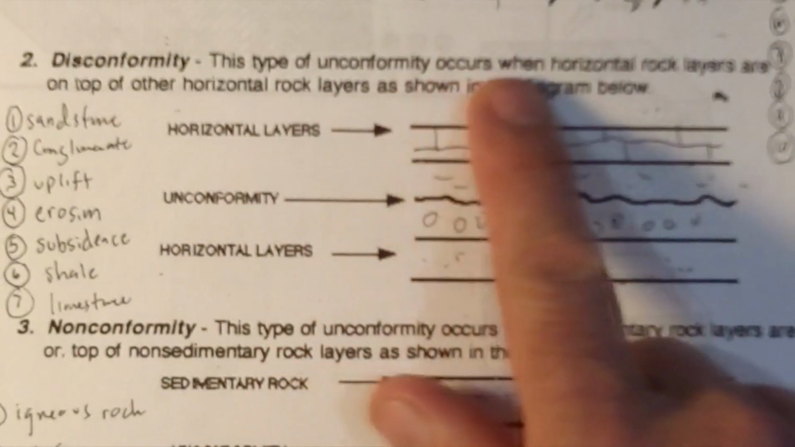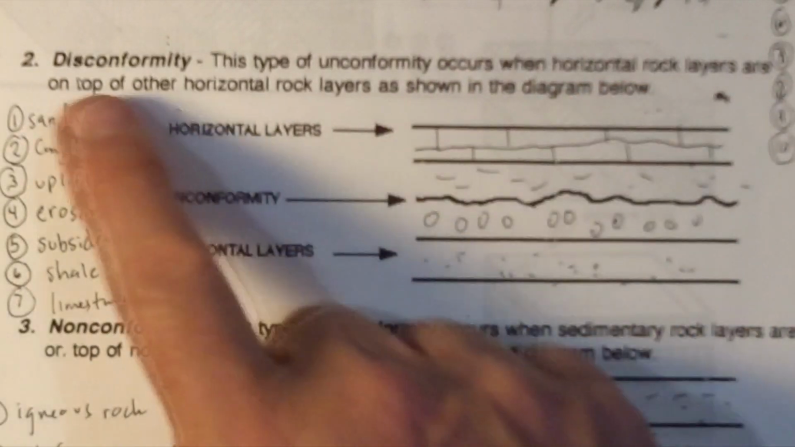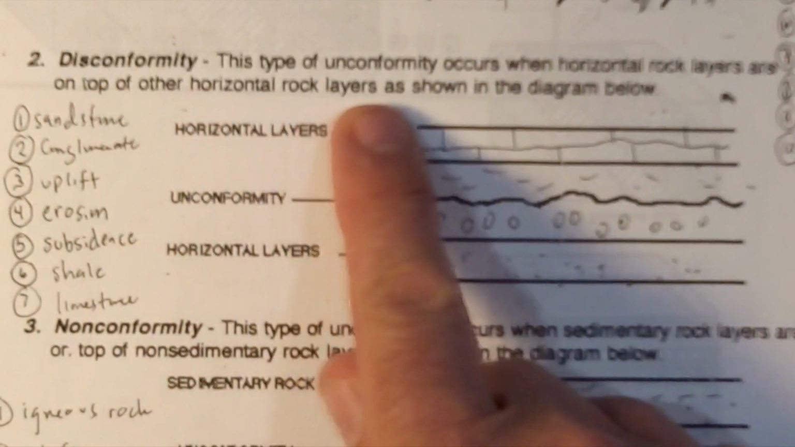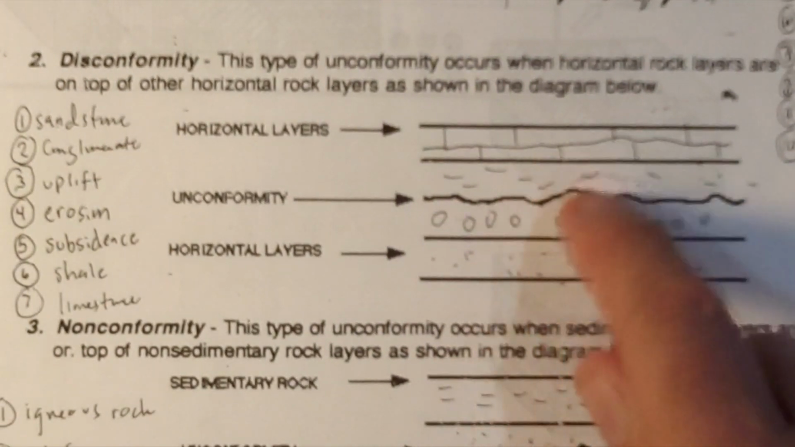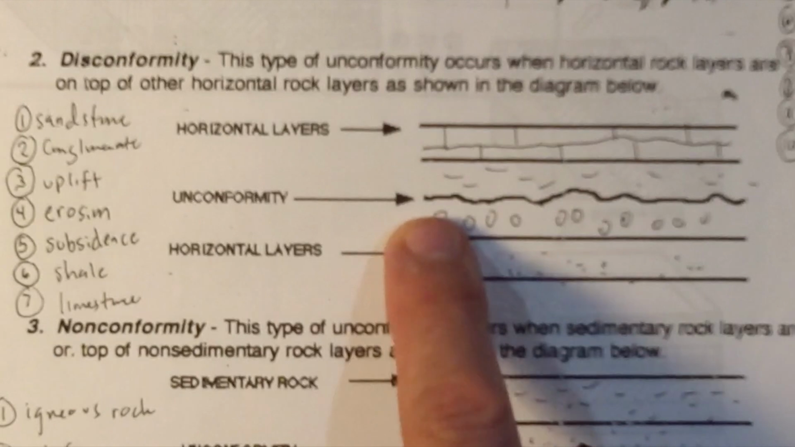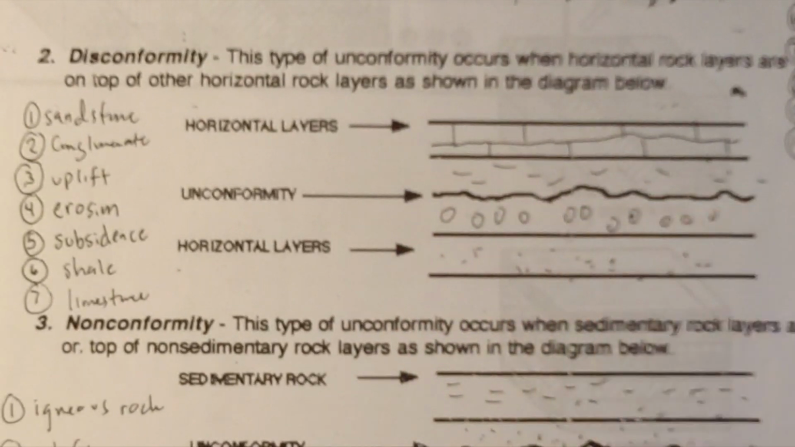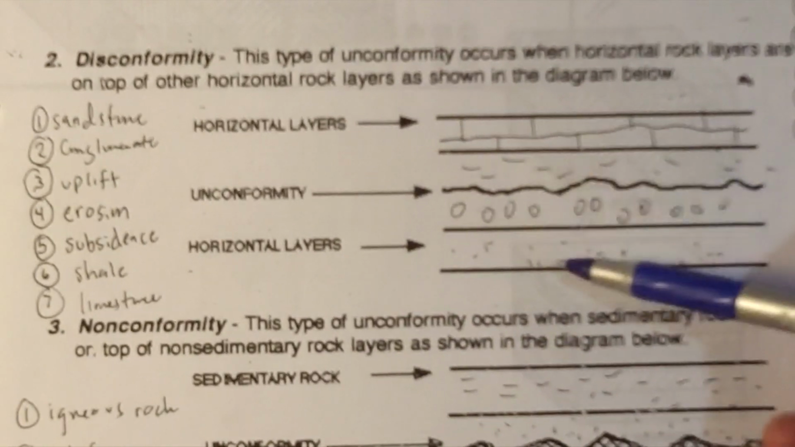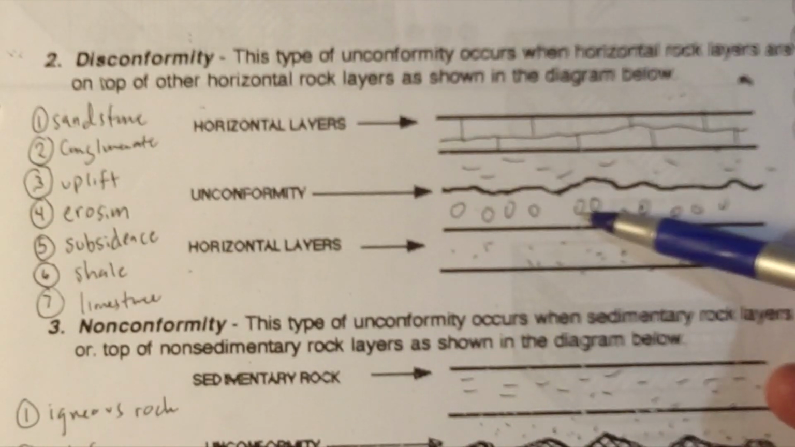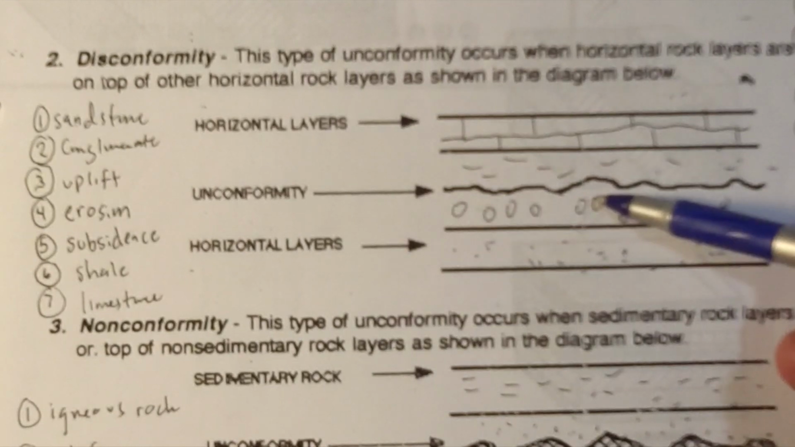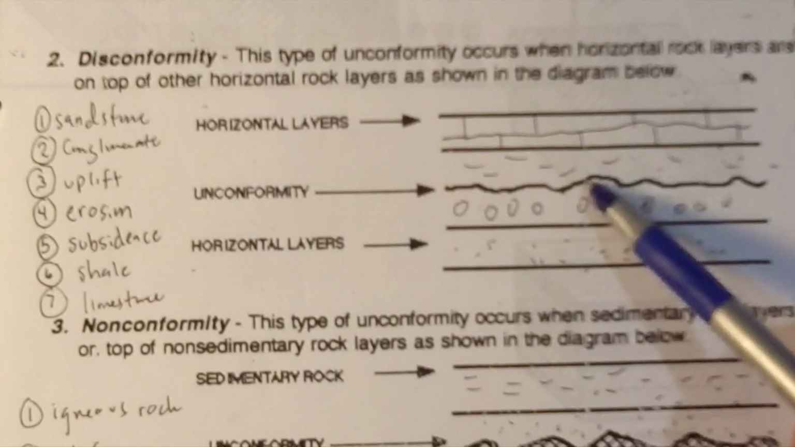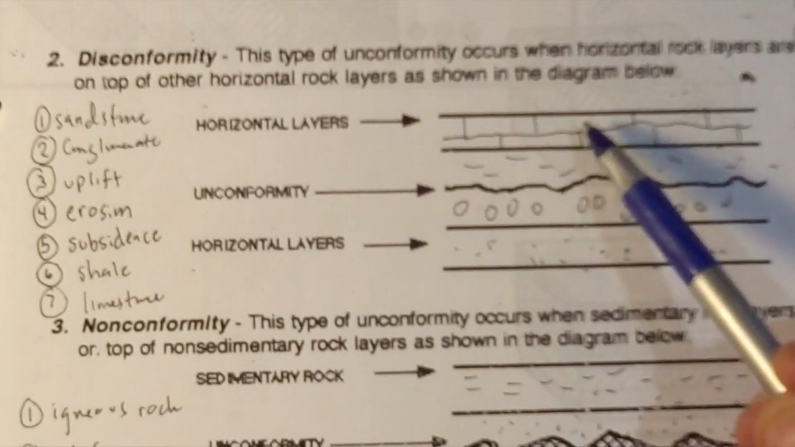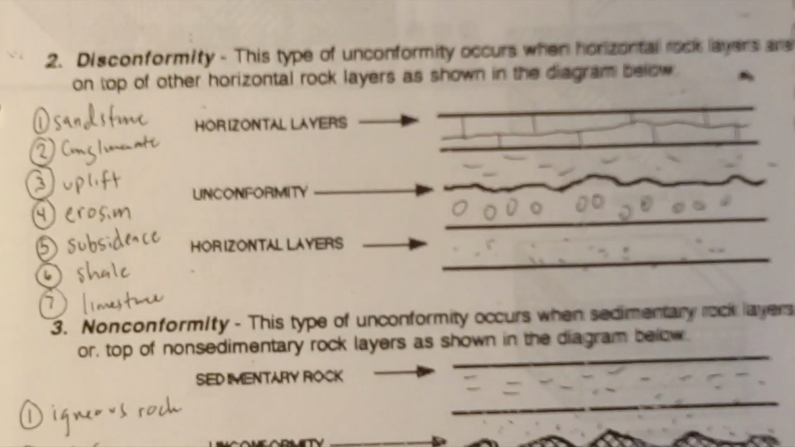Then we have what's called a disconformity. This is a type of unconformity that occurs when horizontal rock layers are on top of other horizontal rock layers, as shown in the diagram below. So we have horizontal, horizontal, horizontal. But here's what we see: the unconformity, the squiggly line. If I were going to go through the story here, I would say we had sandstone, conglomerate. After that, we had some uplift occur. That gave a chance for erosion to happen. Then we had subsidence, new deposition of shale, and new deposition of limestone.